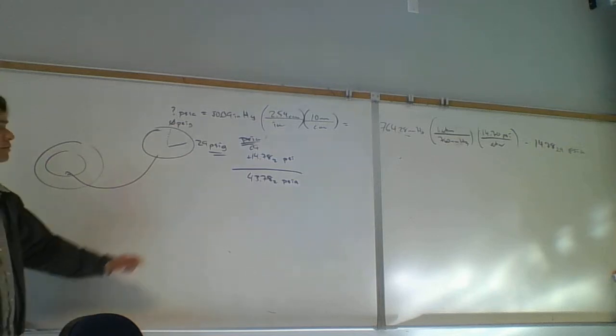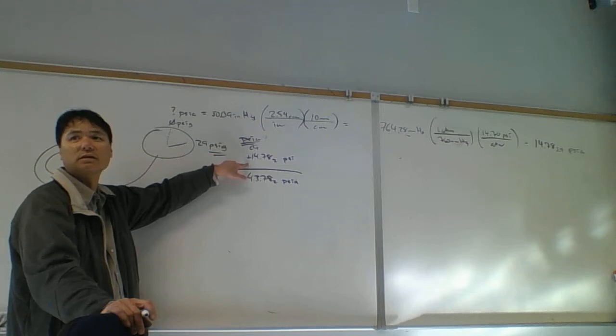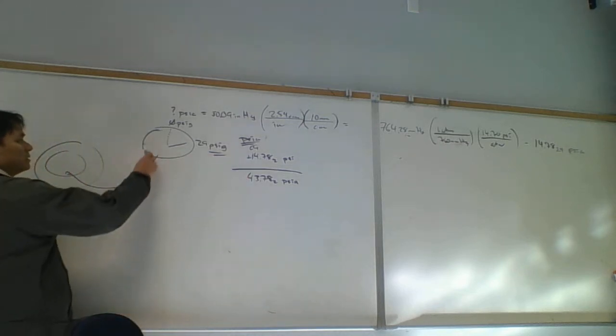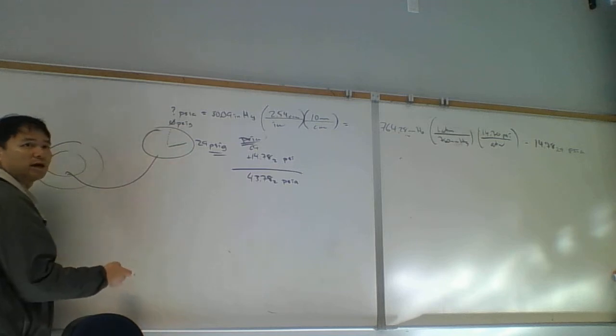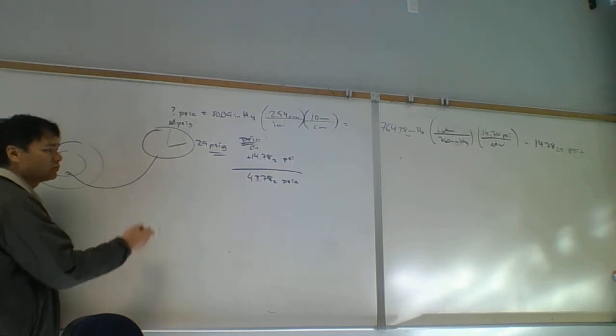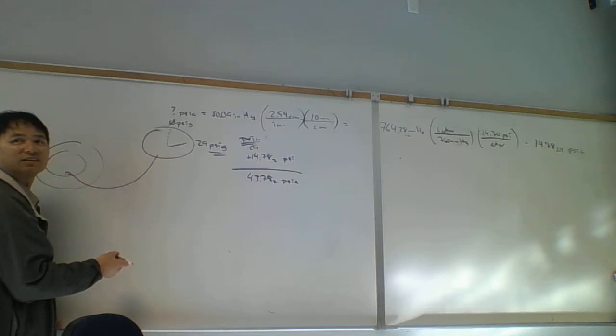And so we're converting from PSIG to PSIA. Does that make sense? In other words, this is not really 0. This is really 14.78. If this is really 14.78, then this is not really 29. It's actually 29 plus the 14.78. In other words, 43.782. Does that make sense? Or not really?